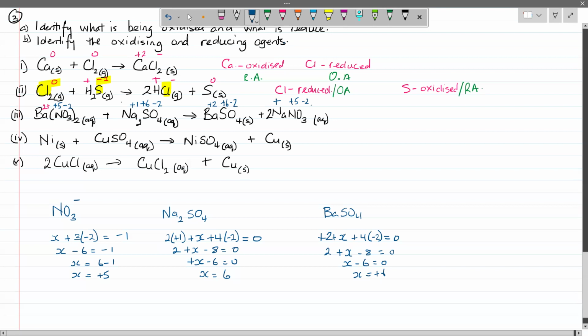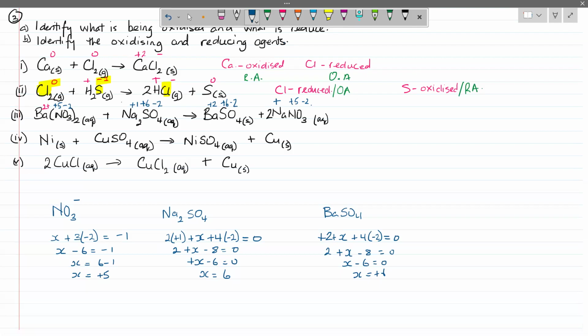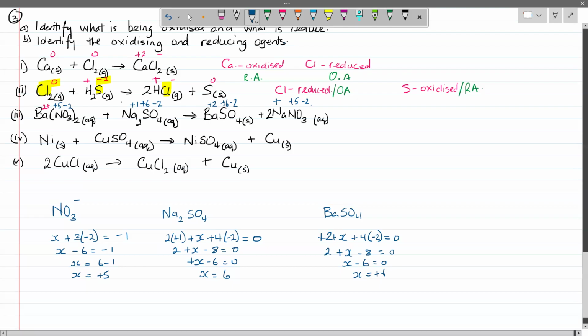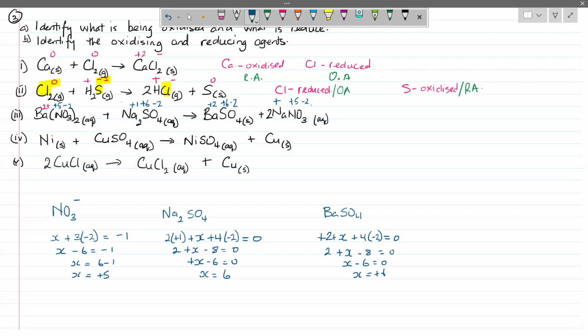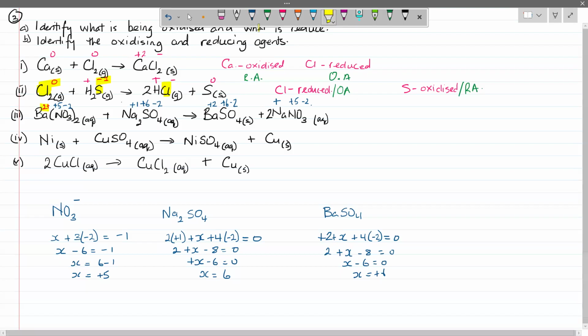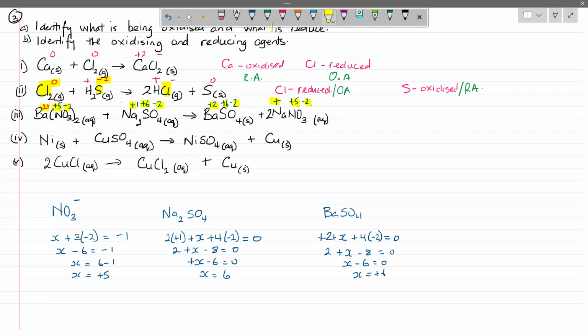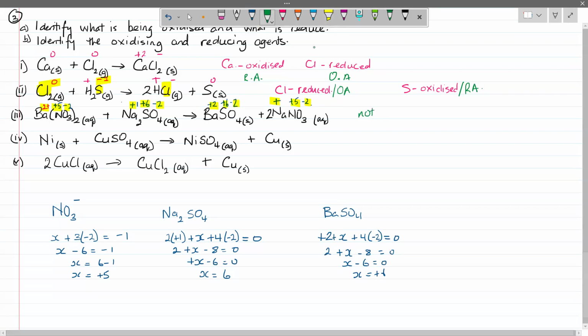So this looks like a displacement reaction and not a redox reaction because when we look at this, if we pay attention to our oxidation numbers, there's no change in oxidation numbers. Everybody see that? So this is not a redox reaction. We check all of them. Yeah? Let's look at this one now.